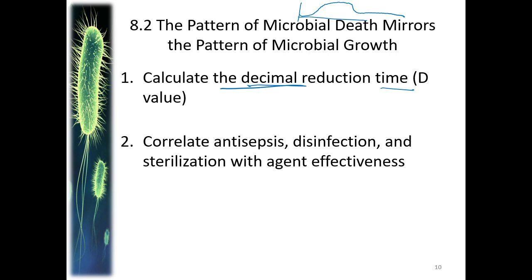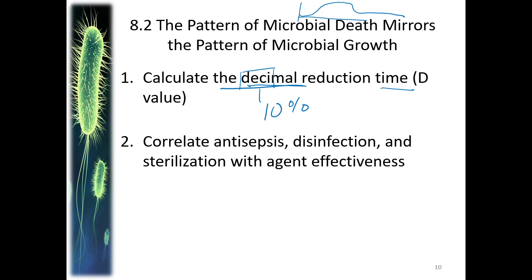What's the root of the word decimal? 10. So we're going to be talking about leaving 10% after each decimal reduction time. We're killing 90, we leave 10. Kill 90 again, we leave 10. See how that works.